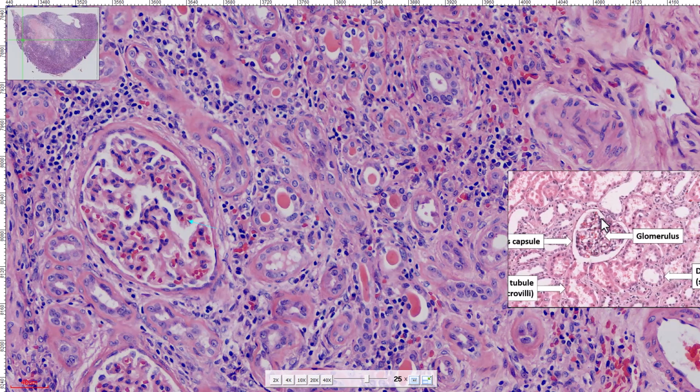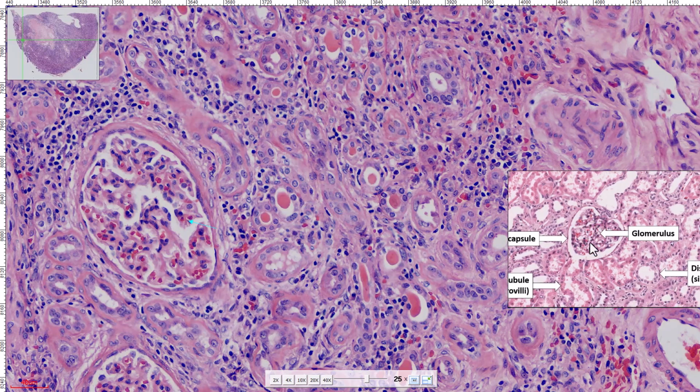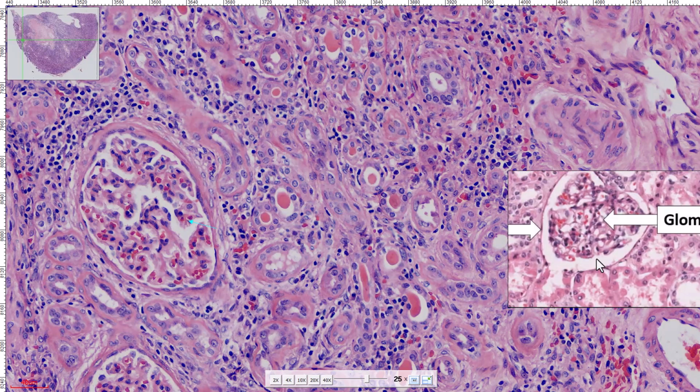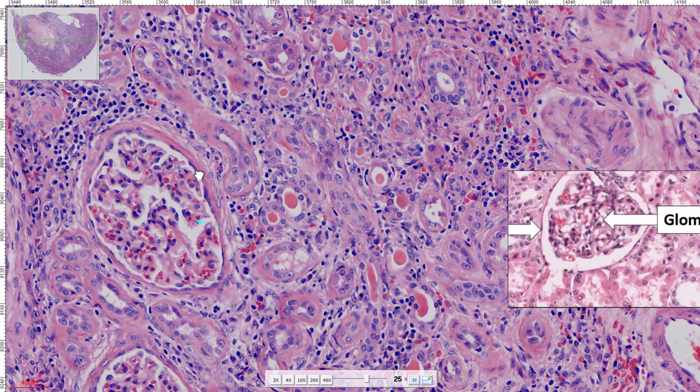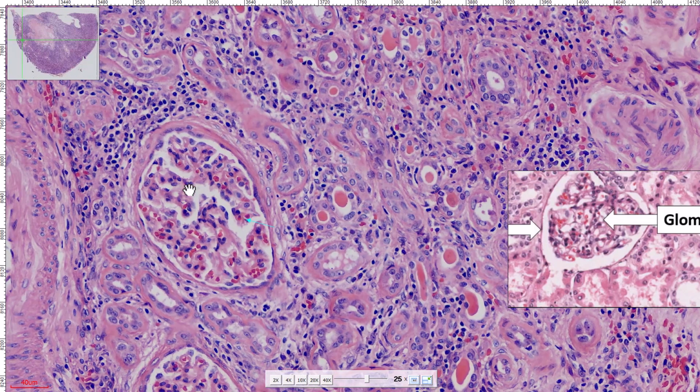So here this white space is the glomerulus, and I hope you are familiar with the normal anatomy of kidney. This is the glomerulus, and around the glomerulus we have Bowman's capsule. So this is Bowman's capsule around it. Here you can see the Bowman space, and here you can see the Bowman space. This is very narrow. So this is hypertrophy of our glomerulus.